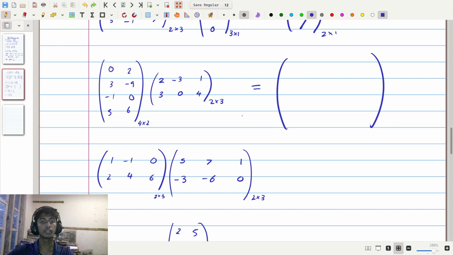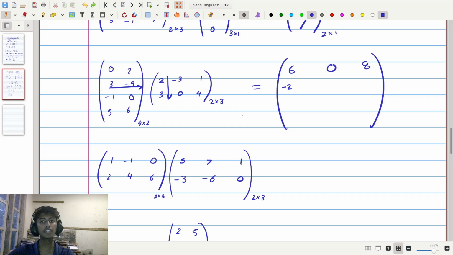Now considering this, if we go through, the first element is going to be first row, first column, which is going to be 0 times 2 and 2 times 3, which is going to be 0 plus 6, which is 6. The second element here is going to be first row, second column, which is going to be 0 times negative 3 and 2 times 0, which is going to be 0, and therefore we have 0 in the second element here. The third one, which is going to be first row, third column, which is 0 times 1 and 2 times 4, which is 8, plus 0, which is going to be 8, and therefore the element here is 8. Moving on to the second row, in the second row we have second row times first column, which is 3 times 2, which is 6, minus 9 times 3, which is negative 27, 6 minus 27 is negative 21, and therefore second row first column is negative 21.